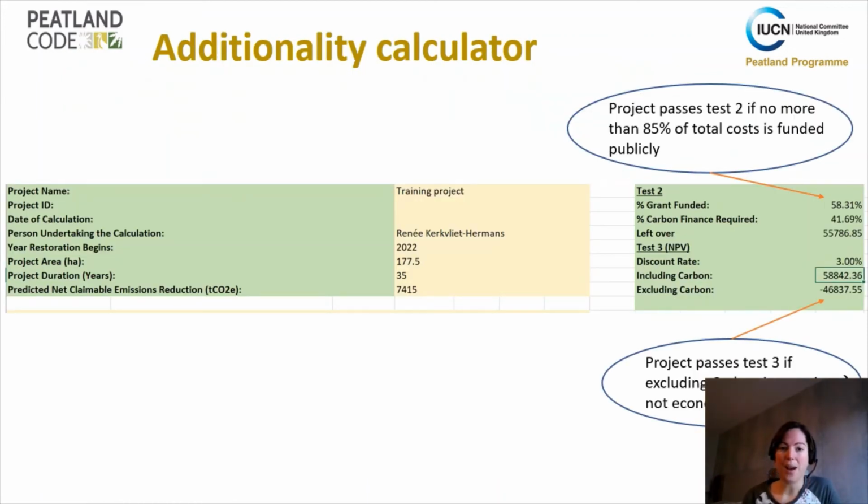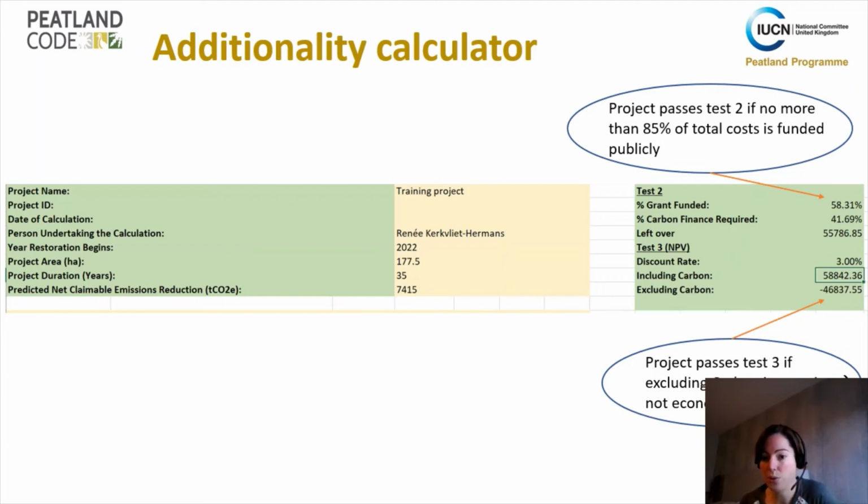So I'm now going to talk you through the additionality calculator. You can also find this template on our website. This is the top of the calculator. You fill in your project name, the project ID that you get from IHS Markit, the date you filled in the calculator, who filled it in, when the restoration begins, your project area, the duration of your project, and your total net claimable emission reductions. You can see here that's 7,415, which came from the previous slides from the emission calculator.